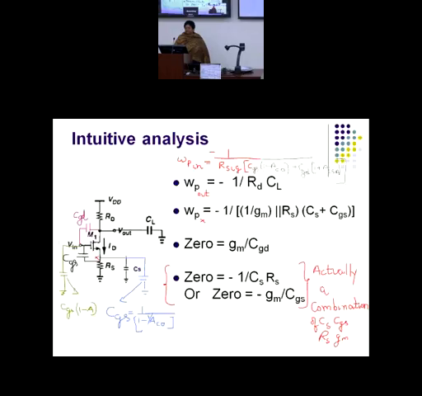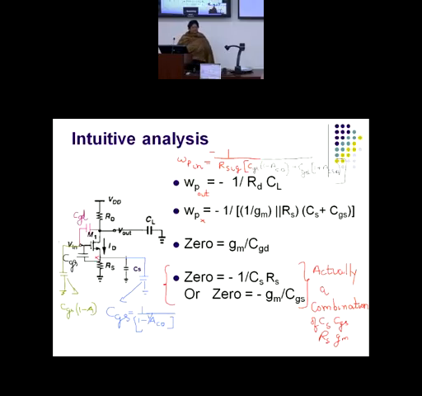Look here, I am computing all the poles and zeros intuitively. So first of all, the input node. Look at the input node. At the input node, we have a resistance. R signal will be there, which is not shown, but you would be having a signal resistance.